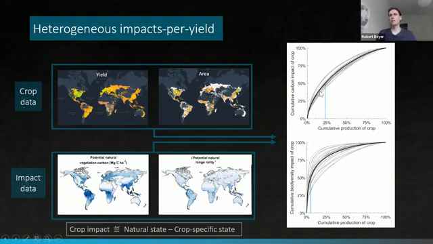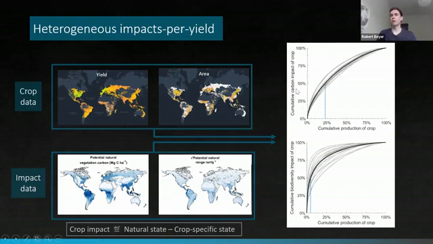And what each line shows is essentially running through what I said before, running through all of the grid cells, and now ordered according to what the environmental impact is in that grid cell relative to the yield. So down here you have all the grid cells where crops are produced where you get very little production. These areas are not particularly productive, but environmental impacts in these areas are very high. And up here you have the opposite, where you get a lot of production for very little environmental impact.